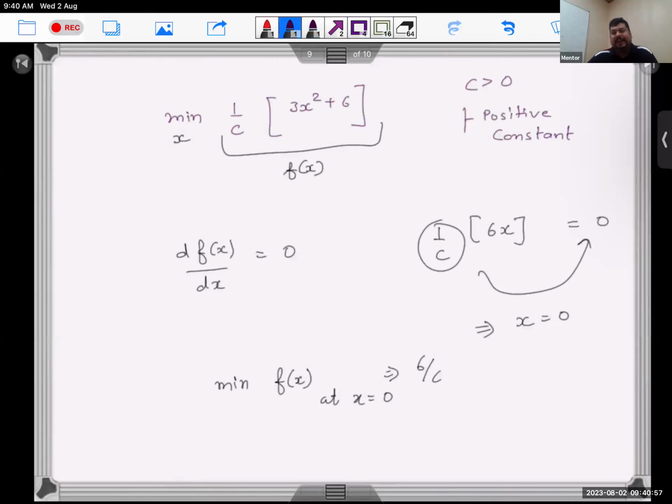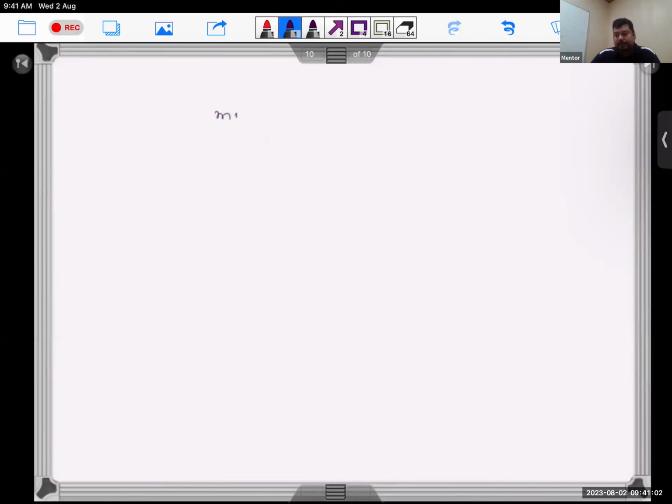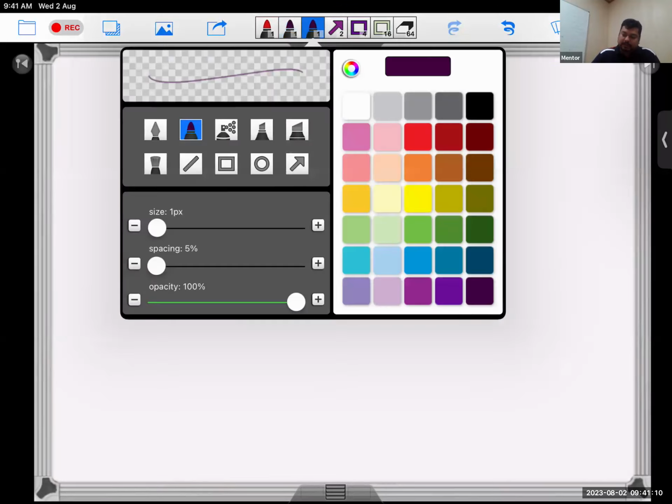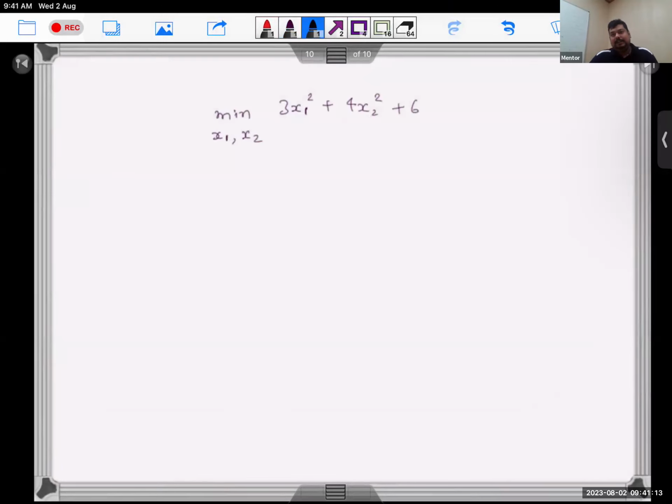We are trying to find the minimum of a function with respect to the variable. What if I have two variables? What do we do? Let's say the function is like this. Now I have two variables. What do we do now? I asked you to read one more thing in addition to regular differentiation. What did I mention? Partial. So you will do partial differentiation now.